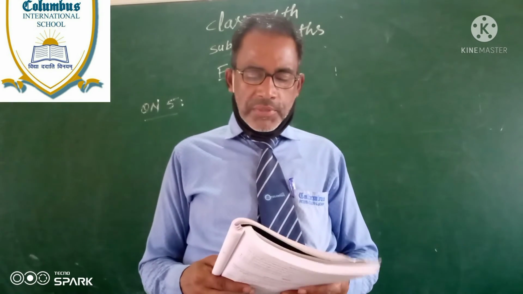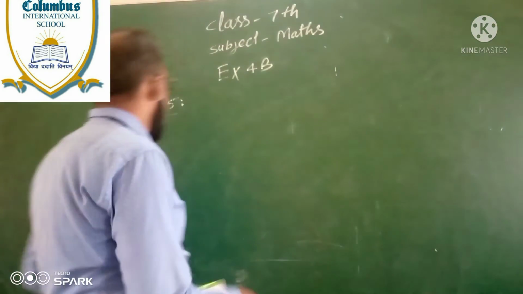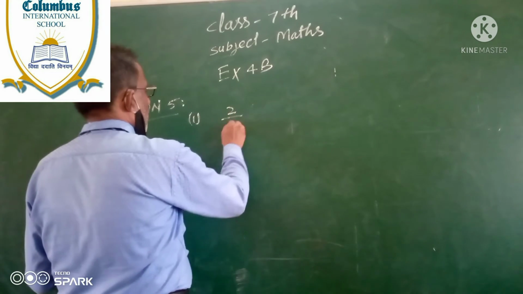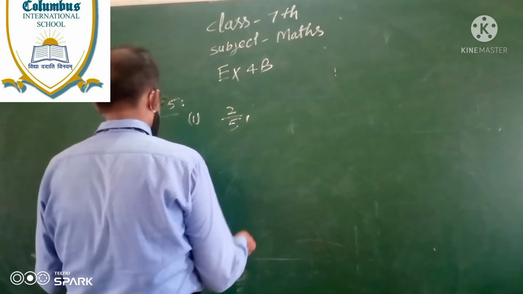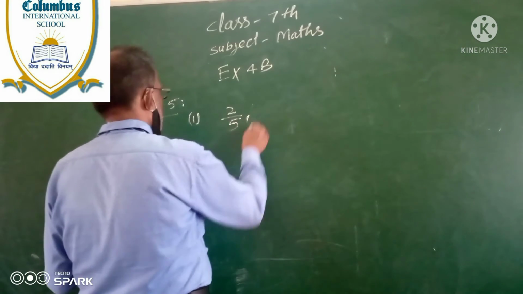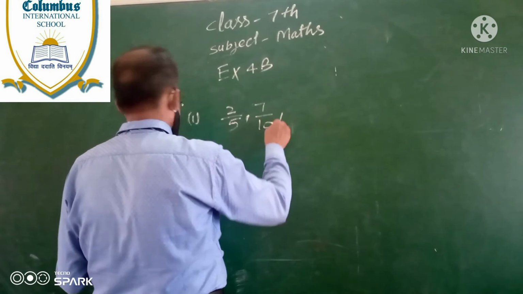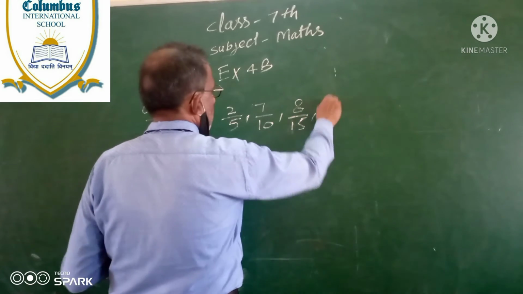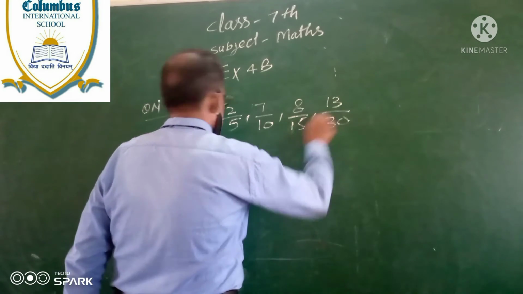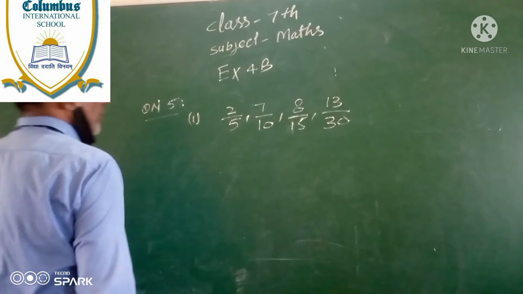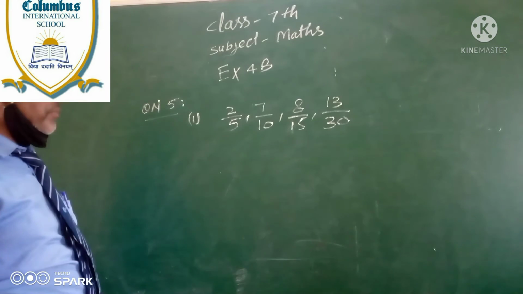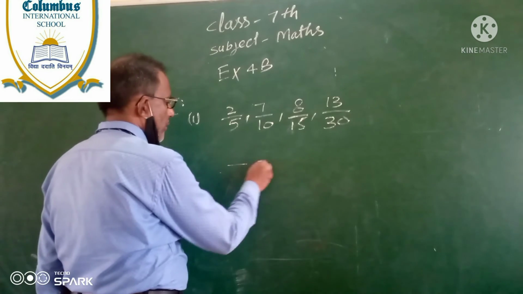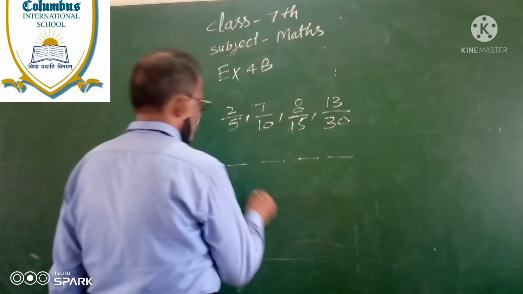Arrange the following rational numbers in ascending order. First question: 2 by 5, 7 by 10, 8 by 15 and 13 by 30. First of all, we shall find out the LCM of 5, 10, 15 and 30. It is 30. So all denominators should be written as 30.